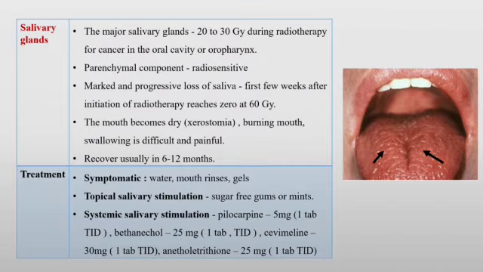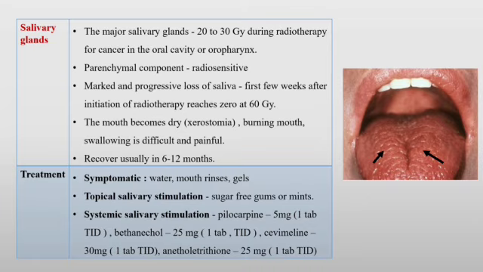When coming to salivary gland, the major salivary glands are unavoidably exposed to 20 to 30 Gy of radiation during radiotherapy for cancer in oral cavity or oropharynx. The parenchymal component of salivary gland is more radiosensitive, which causes marked and progressive loss of saliva within first few weeks after initiation of radiotherapy, and it reaches 0 at 60 Gy. The mouth becomes dry, tender and swallowing is difficult and painful. And the recovery usually occurs in 6 to 12 months.